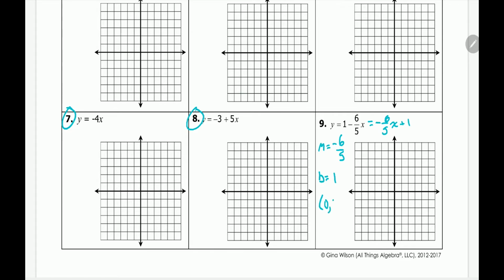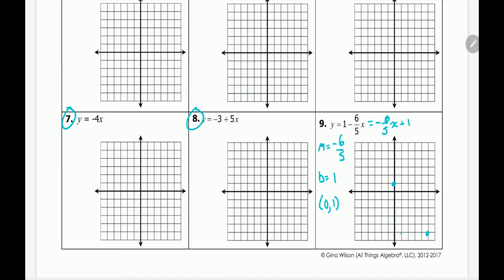So we're going to graph the point (0, 1). Then using the slope, it tells me to go down 6. So 1, 2, 3, 4, 5, 6. To the right 5. So 1, 2, 3, 4, 5. I'm going to reset to the y-intercept. I'm going to do the opposite. So I'm going to go up 1, 2, 3, 4, 5. No, I'm not, because that puts me off the graph.